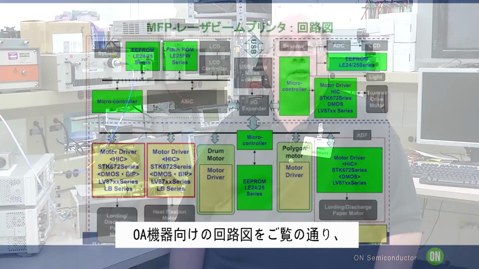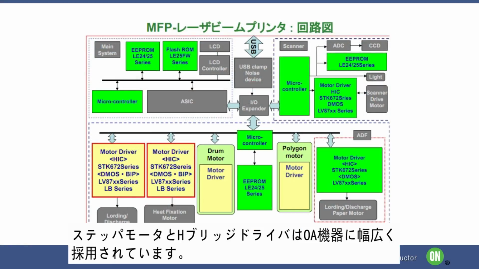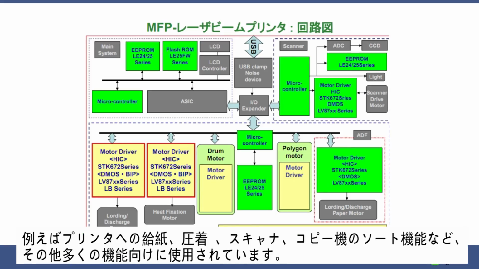This solution greatly assists the design engineers in the development of office automation electronics that meet the global demand for improved energy efficiency. As you can see in this block diagram for office automation equipment, stepper motor drivers and H-bridge drivers are used for a variety of functions in office equipment, including paper feed, crimp, paper lift loading, and scanning, as well as many others.